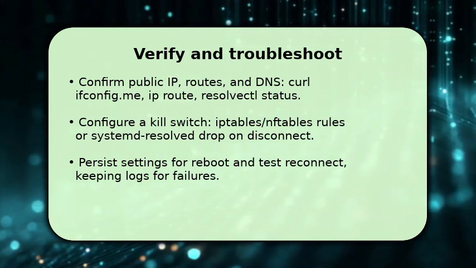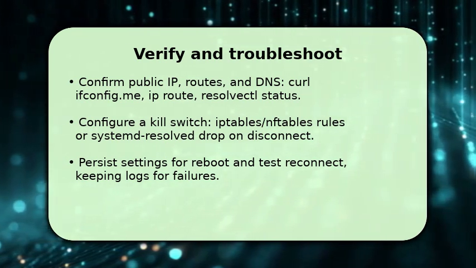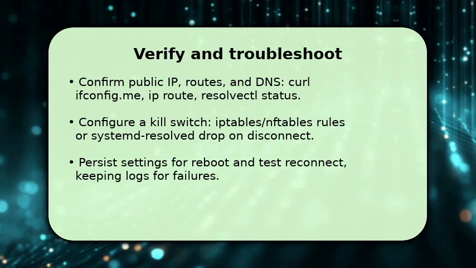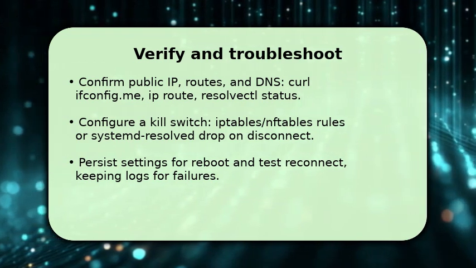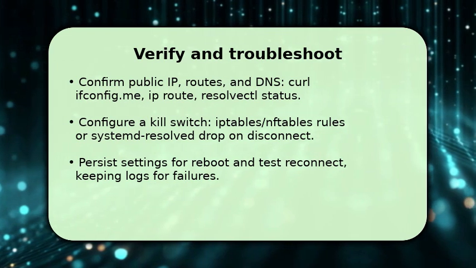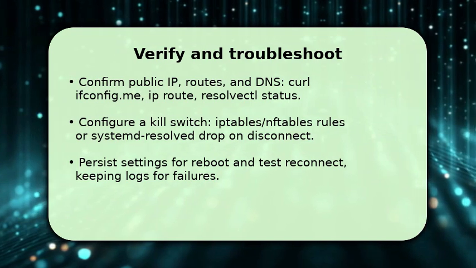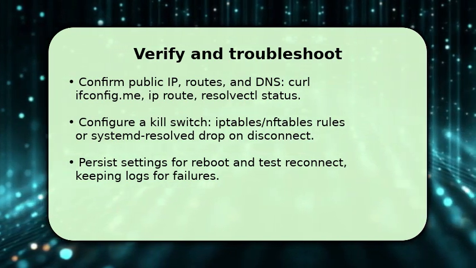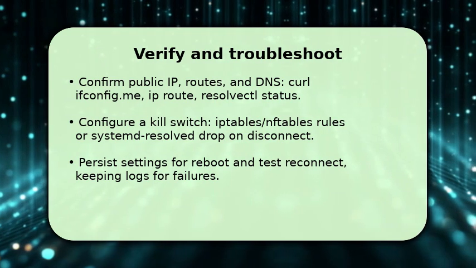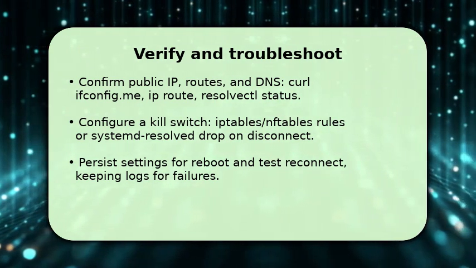Make a simple kill switch with iptables or nftables to block outbound if the tunnel drops, and ensure the service is enabled for reboot. If something goes wrong, check journalctl -u openvpn or wg show and review MTU/DNS mismatches. These logs usually reveal authentication, routing, or DNS issues to fix quickly.